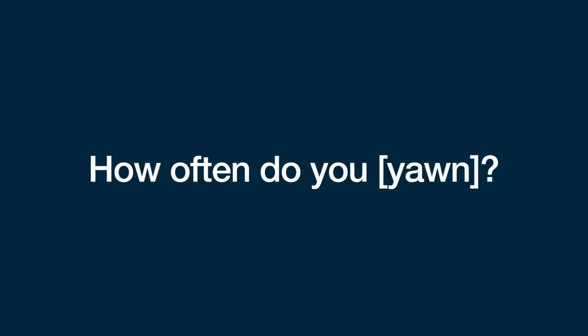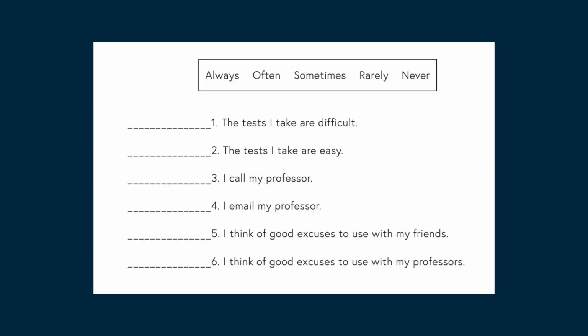How often do you... Always, often, sometimes, rarely, never. Again, this is a trick to have learners read these sentences and then simply write down how often they do these activities. It gets them thinking about it and mentally processing the language. It also teaches these frequency words.